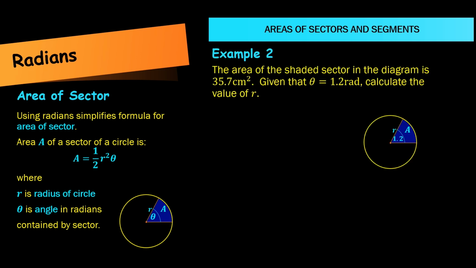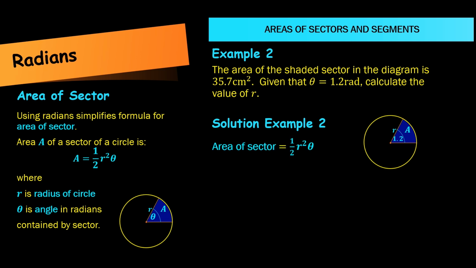Now let's take a look at another example. Pause the video and have a go. Press play when you're ready to view the solutions. So let's solve this. The area of the shaded sector in the diagram is 35.7 centimeters squared. Given that theta equals 1.2 radians, calculate the value of r.